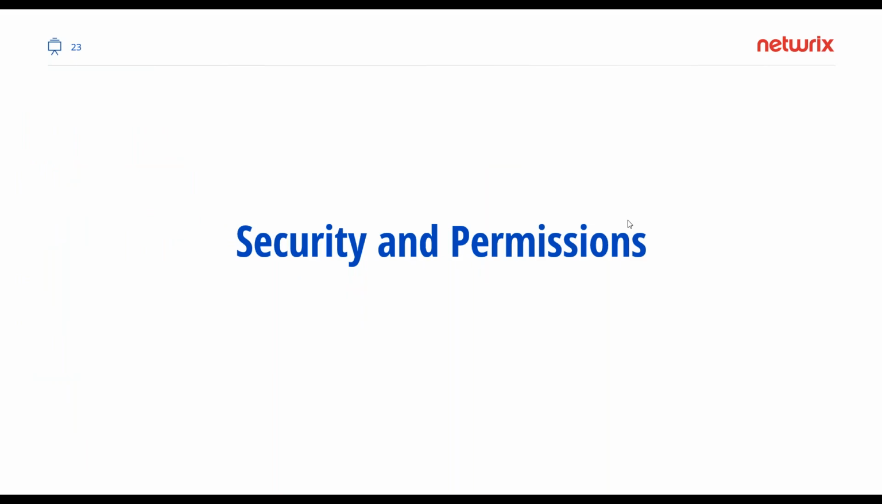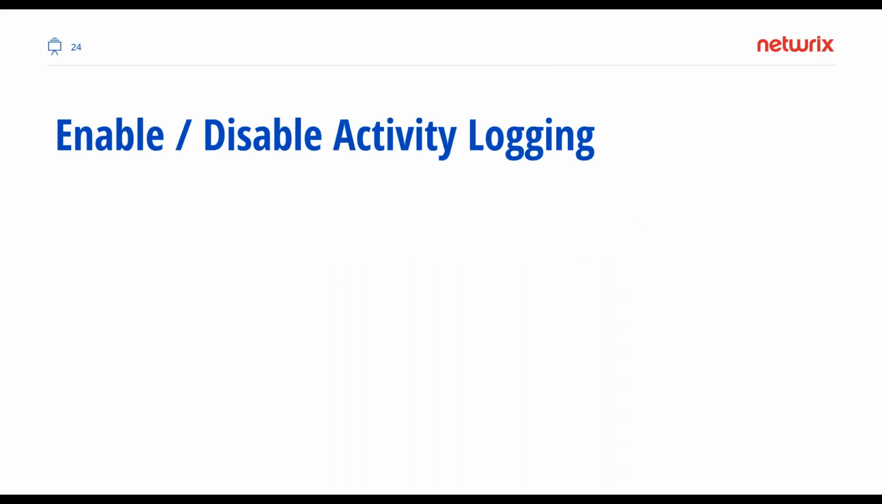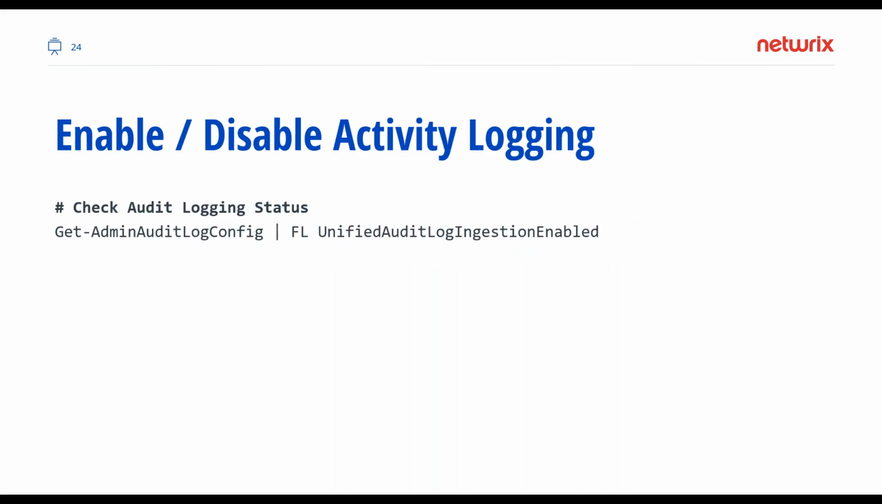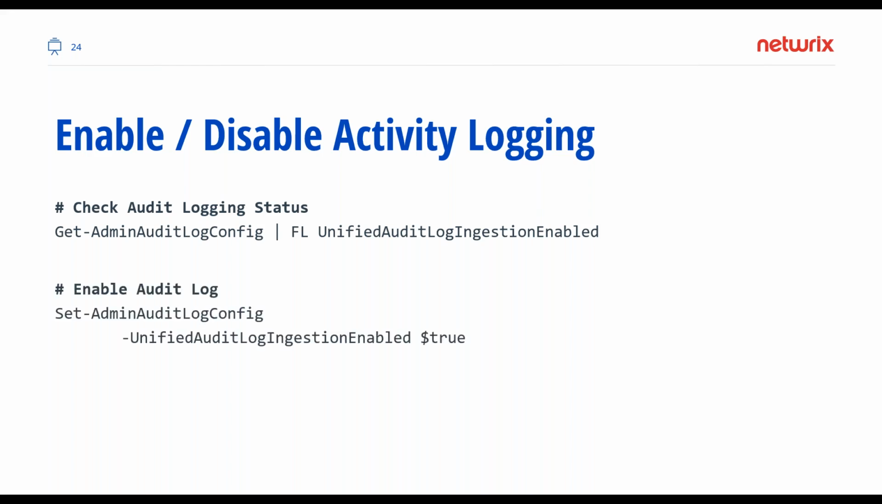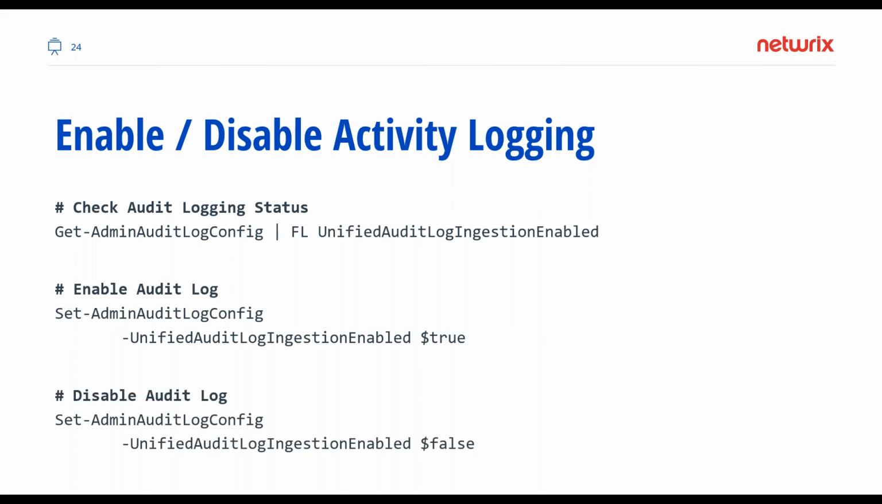Okay, so our final thing to talk about is security and permissions. And of course, this is really one of the big areas that I spend a lot of my time working with PowerShell for. So the first thing that needs to be done is enabling or disabling activity logging. This is done in the user interface, normally in the Security and Compliance Center. However, we can check this value directly with PowerShell. We can also then enable the audit log. This is the admin audit log that we can enable. And we just simply say ingestion enabled, true, or we can disable it as false.